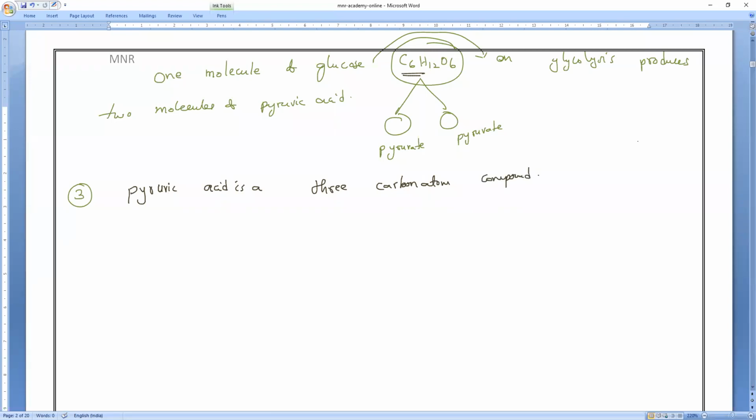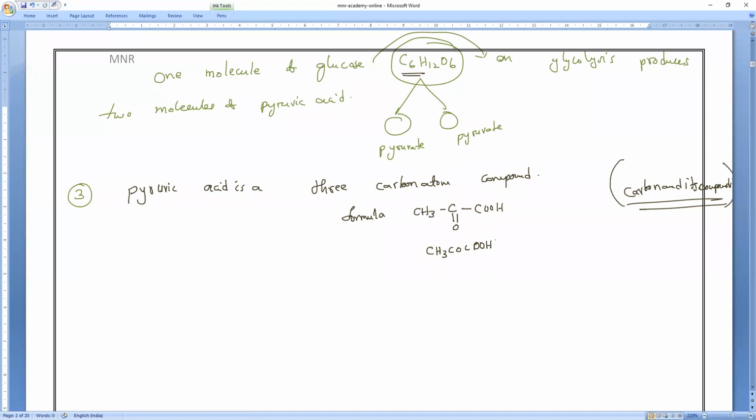So pyruvic acid we can also call pyruvate. And the formula for pyruvate, in chemistry, carbon and its compounds, we will get all these compounds. The formula for pyruvic acid is CH3-CO-COOH. If you do not understand this, you can write it like this. Later, in carbon and its compounds, I will teach you how to write this formula very clearly.